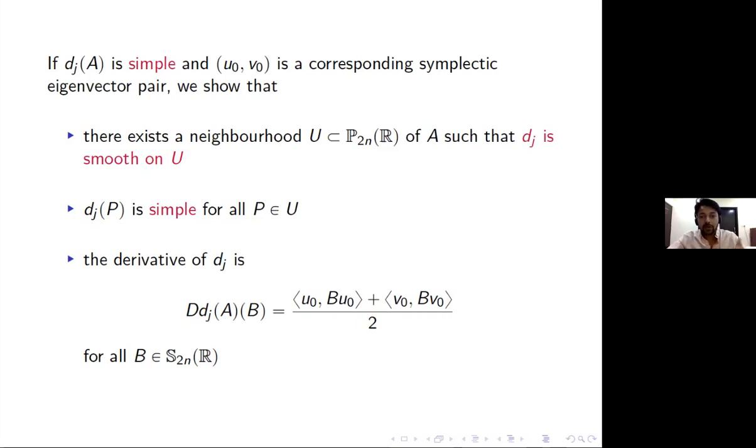Suppose U0, V0 is a corresponding symplectic eigenvector pair corresponding to the symplectic eigenvalue dj of A, then we can find a neighborhood around A such that the map dj is smooth on that neighborhood. And the derivative is given by the inner product of U0 plus B times U0 plus inner product of V0 plus B times V0, divided by 2.